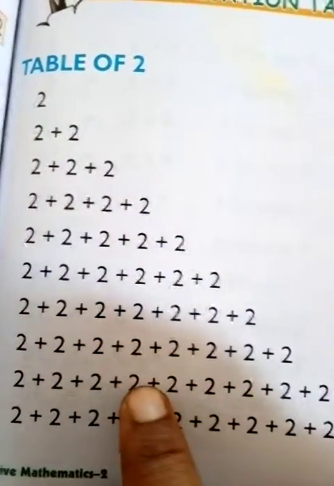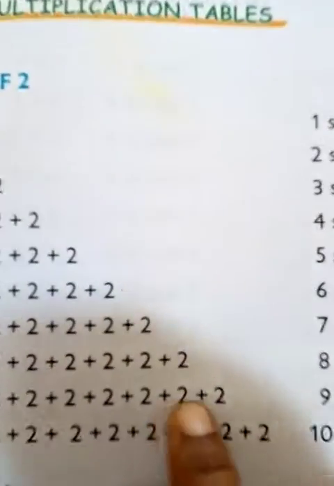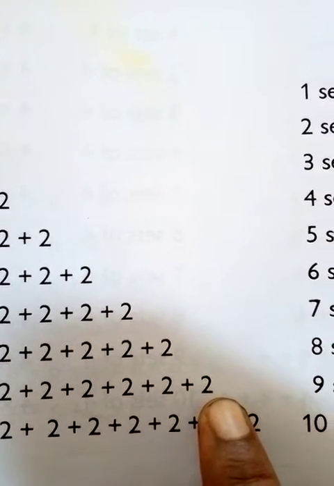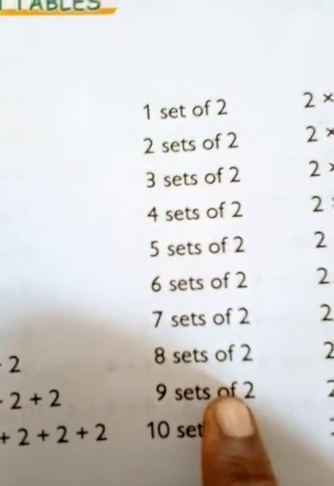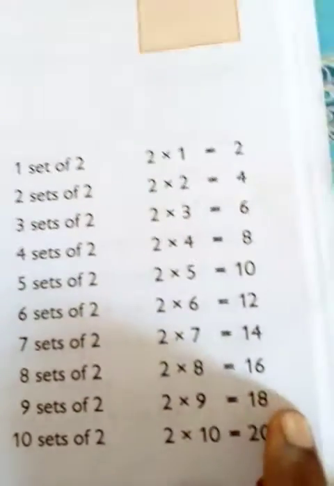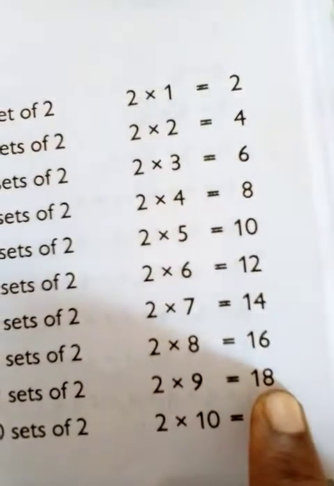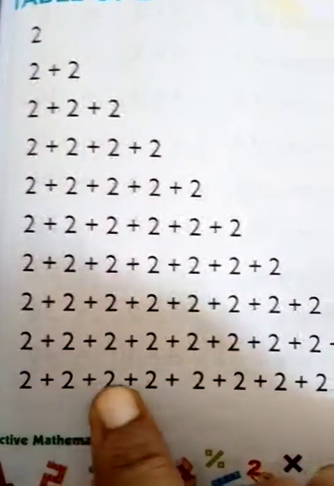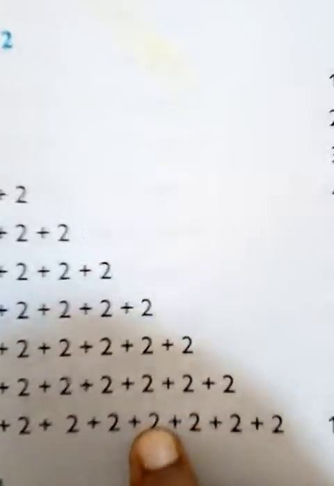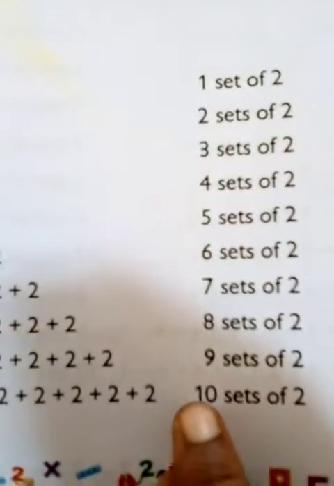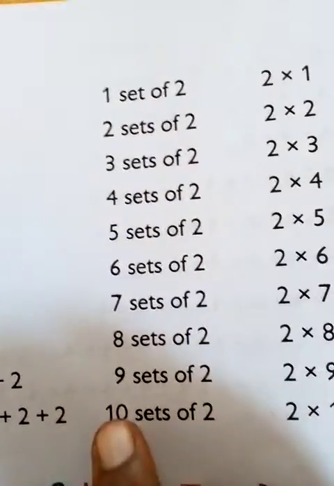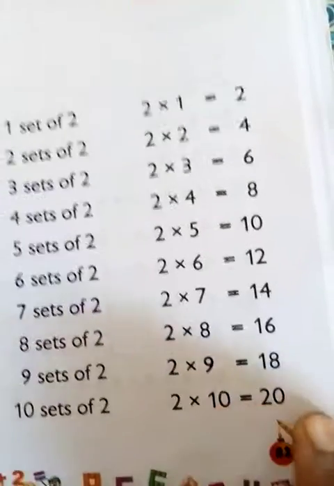1, 2, 3, 4, 5, 6, 7, 8, 9. How many times has 2 been given? 9 times. So 9 sets of 2, that is, 2 nines are 18. Done. Here 1, 2, 3, 4, 5, 6, 7, 8, 9, 10. 10 sets of 2. 10 twos are 20.